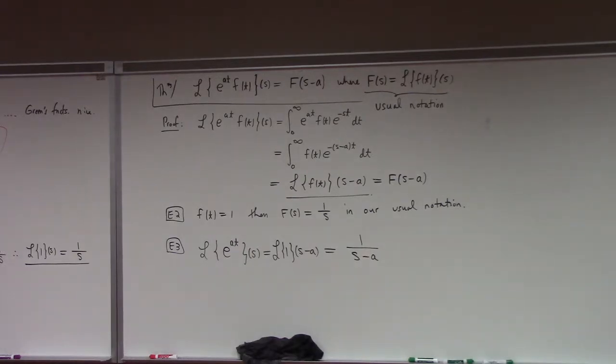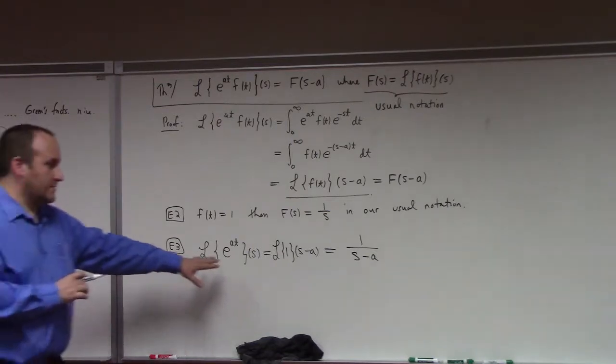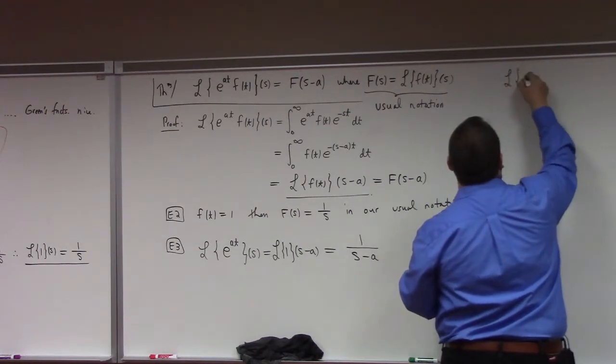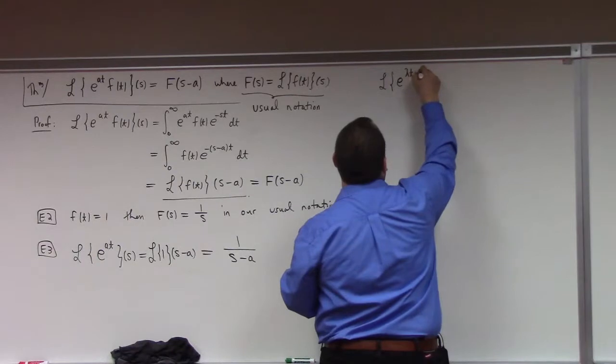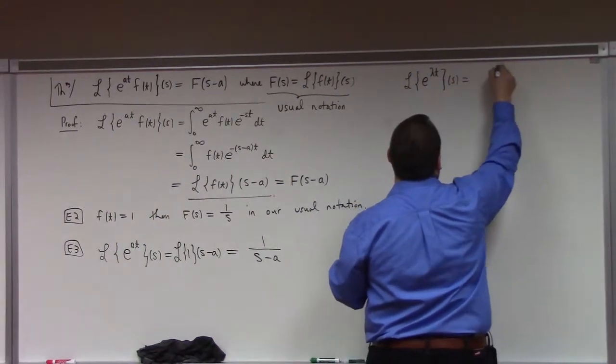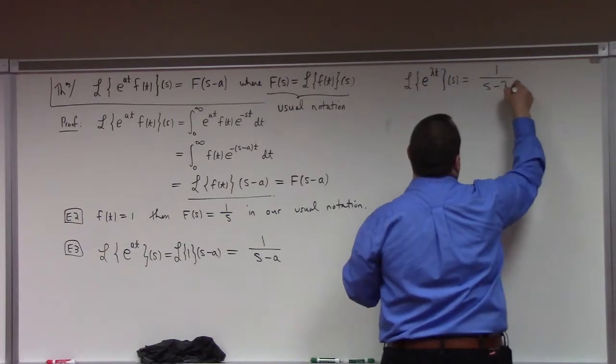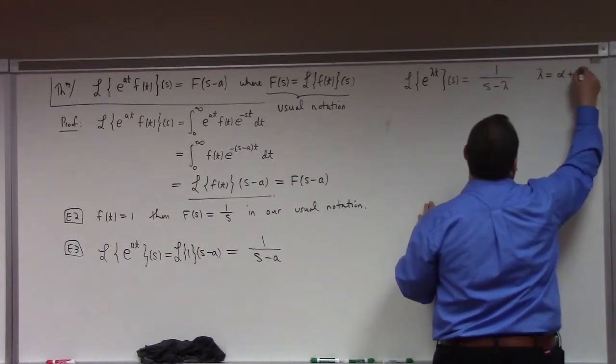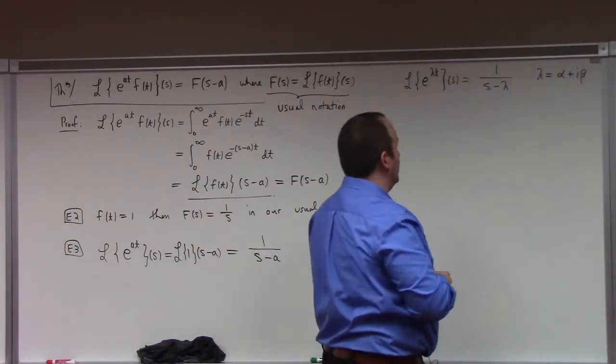Guess what? Complex numbers are awesome, and they work here. If I had a complex valued function of a real variable, I would still define the Laplace transform just like this, which means I can think about a being a complex number, and this is still legitimate. So the Laplace transform of e to the lambda t of s is equal to 1 over s minus lambda. Now let lambda equal alpha plus i beta, as our custom has been when it's complex.